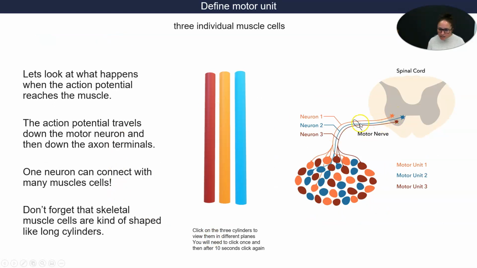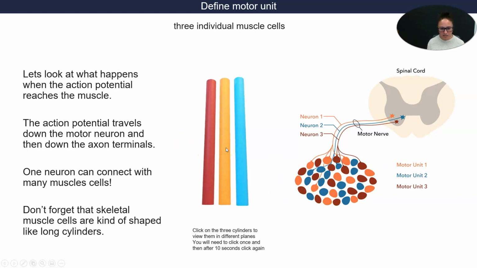So can you see there we have 3 motor neurons, and they're all kind of ending up at different kind of oval shapes. So this motor neuron, the orange one, can you see how it's connecting to 1, 2, 3, 4 shapes? And can you see here the blue one, the blue motor neuron, is connecting to 1, 2, 3 of those shapes? Now those shapes are actually muscle cells.